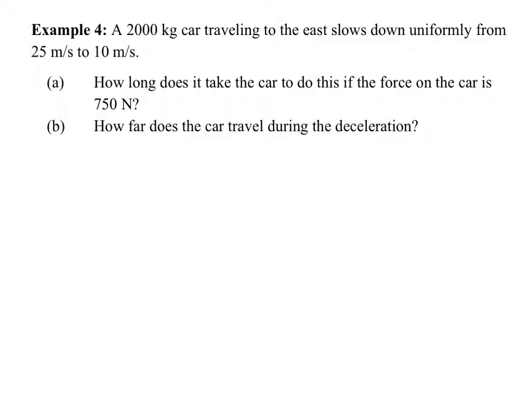So, for the first part, we've got a force listed. Let's go ahead and write that down. Okay, we know that the car has a mass of 2,000 kilograms. It slows down. So what's bigger, VI or VF? VI has got to be bigger if it's slowing down, right? So VI is the 25 then, which makes VF 10.